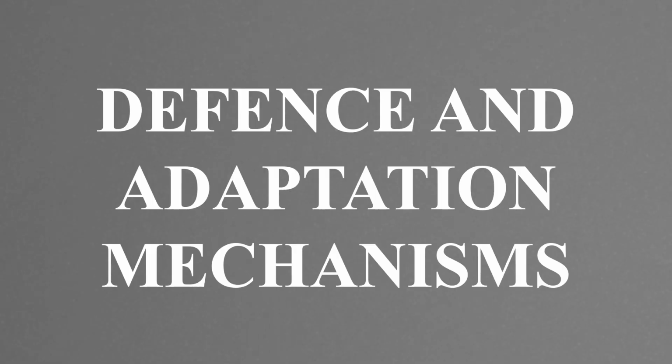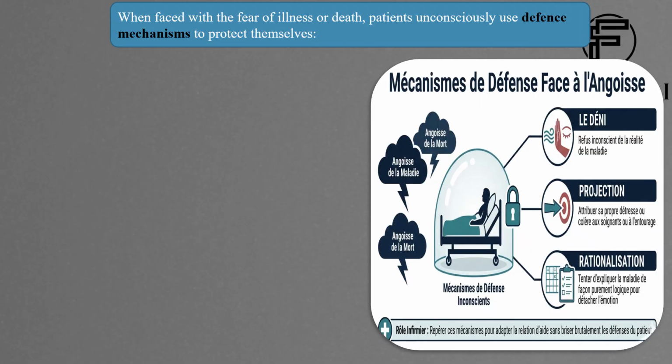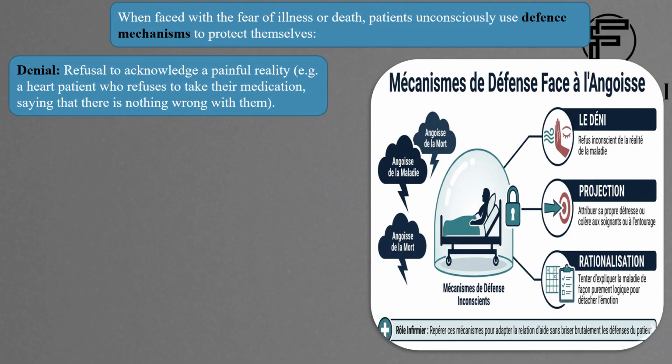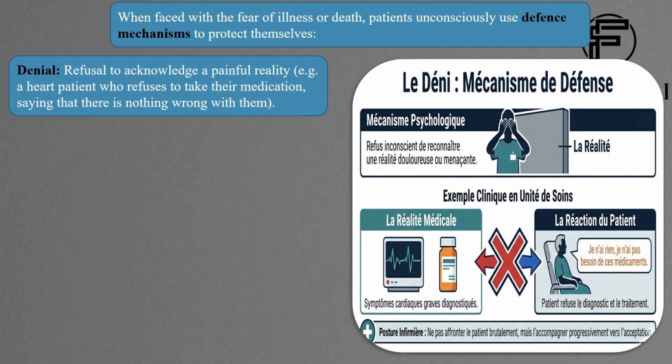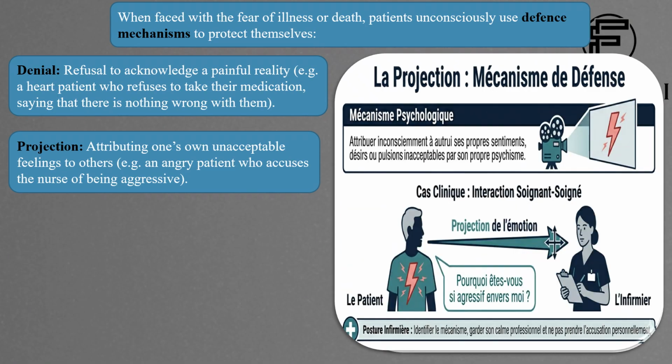Defense and adaptation mechanisms. When faced with the fear of illness or death, patients unconsciously use defense mechanisms to protect themselves. Denial: refusal to acknowledge a painful reality, e.g. a heart patient who refuses to take their medication, saying that there is nothing wrong with them. Projection: attributing one's own unacceptable feelings to others, e.g. an angry patient who accuses the nurse of being aggressive.